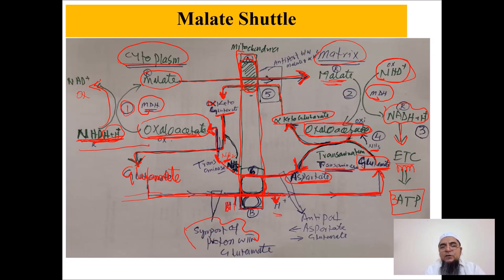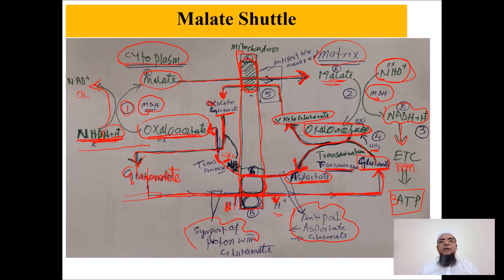However, aspartate and glutamate, they are antiport, because aspartate is going to the cytoplasm and glutamate is coming back to the mitochondria. This pathway is called malate pathway or malate shuttle system. I hope it's clear.